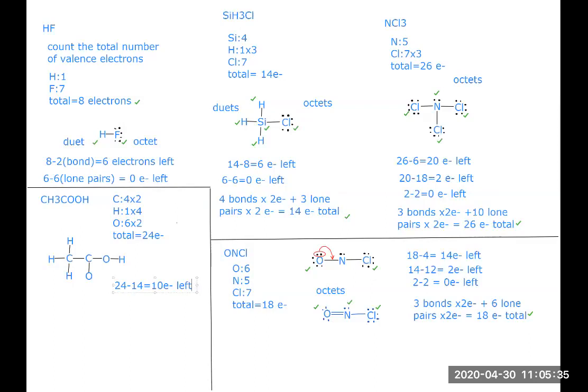So the next step is to distribute those 10 electrons left into lone pairs to complete the octet of outside atoms. Here we have a lot of hydrogens, and as we said earlier, hydrogen is happy with a single bond. It wants a duet, 2 electrons only, and all hydrogens here have that duet.